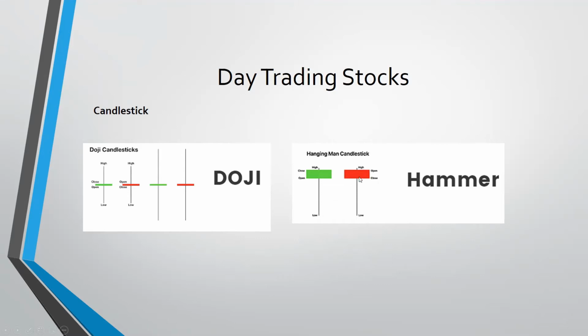This is a hammer. This suggests that at some point, sellers were overpowering buyers and the price reached the lowest area right down here. However, at some point in the day, just before the market closed, buyers came in on the market and gained some strength and were overpowering sellers to some extent. However, the price still closed at a lower point than the open price. This gave rise to this hammer.